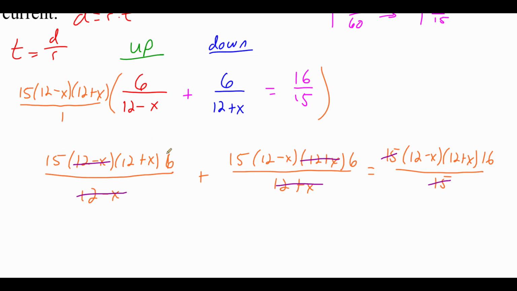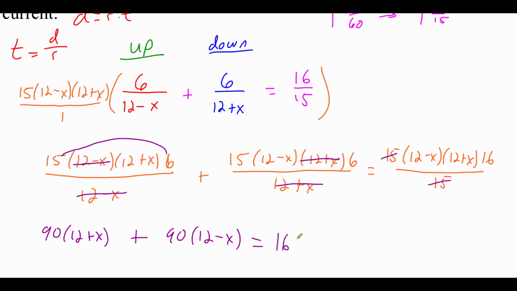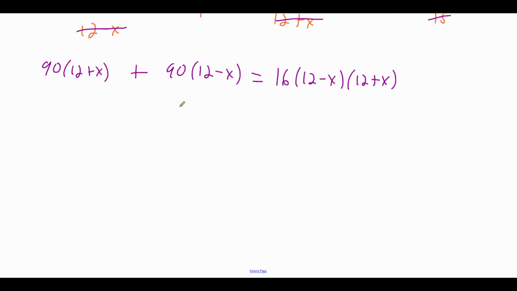Now in this first fraction, if we take that 6 times the 15, we're going to get 90 times that 12 plus x. Plus, same thing in the middle here, 15 times 6 is 90, but now we're multiplying that by the 12 minus x. And on the right-hand side, we've got the 16, the 12 minus x, and the 12 plus x. So on the left-hand side, if we start doing some distributive property, 90 times 12 is 1080, and then 90 times x is plus 90x. 90 times this 12 is another 1080, and then 90 times negative x gives me negative 90x.